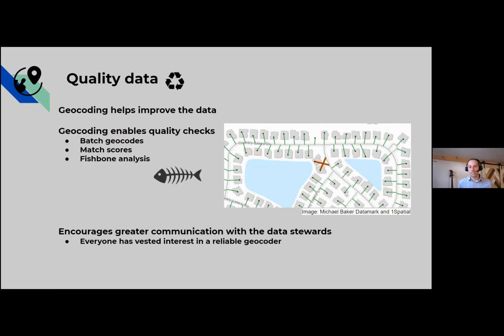Fishbone analysis is another thing that happens. We haven't run this, but it's pretty common to do. It's a great way of making sure that your address points and your road center lines are in sync and that things are going smooth.